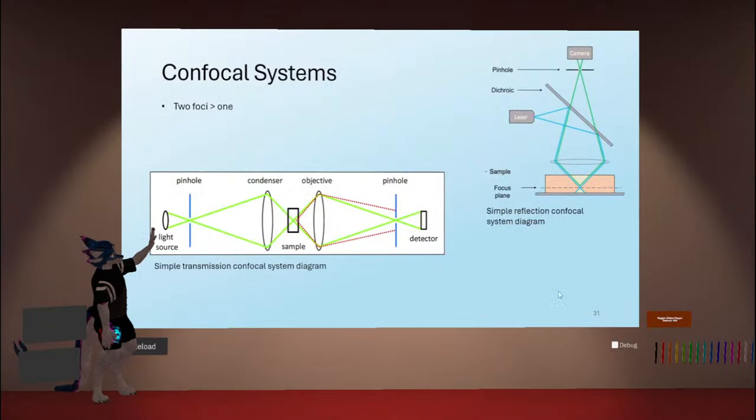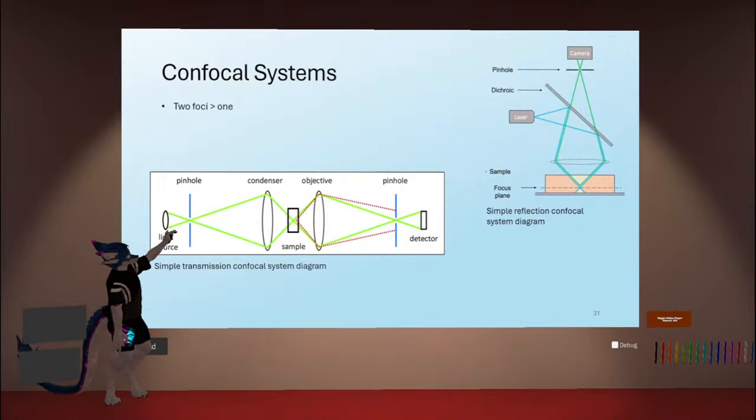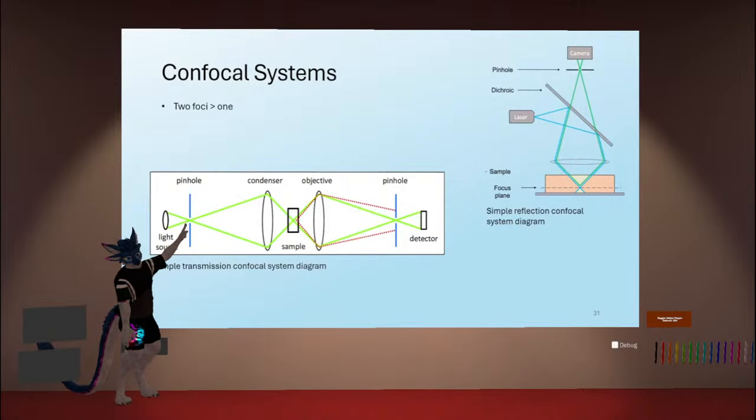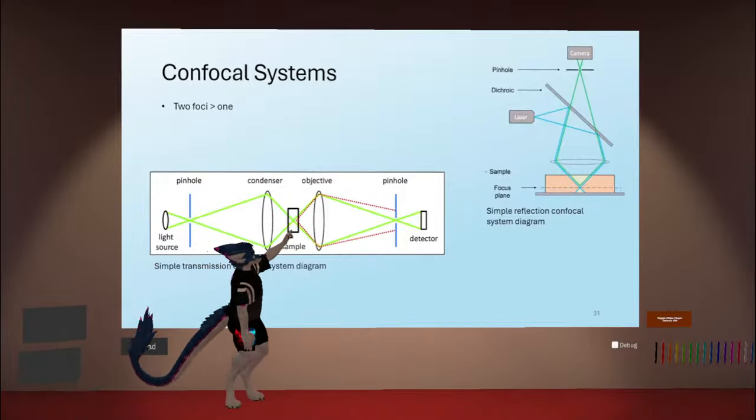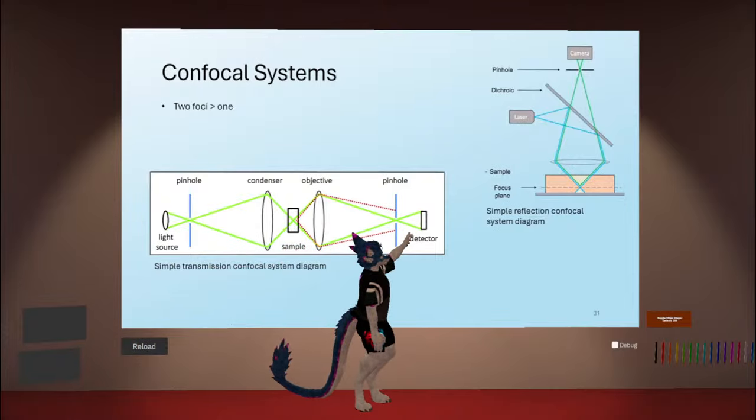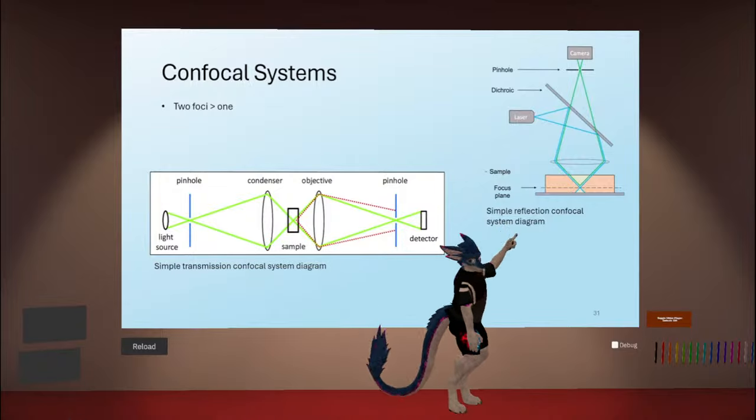Confocal systems, 2 focuses, right? You can still do this with an incoherent source, like an LED, and run it through a pinhole. You can also just do this from a laser and get a much easier result, in my opinion. But you're essentially imaging this point to your focus, that's providing your illumination, and then that point there, you're imaging back onto a detector. And you can do it in reflection mode as well.